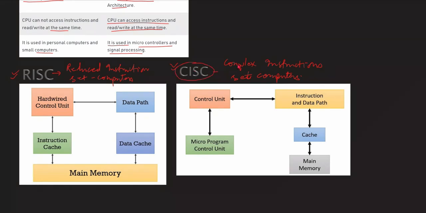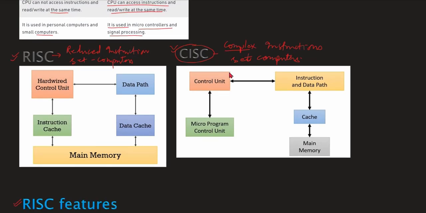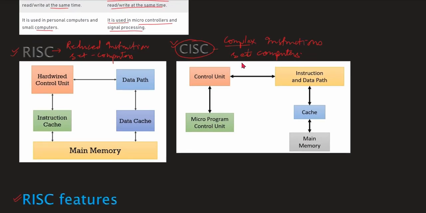CISC processors are considered to be complex instruction set computers, in the sense that the instructions will be complex, performing complex operations. A single operation will be performing multiple operations, and there will be a separate hardware for executing the instructions. So in the CISC type, instructions will be complex.